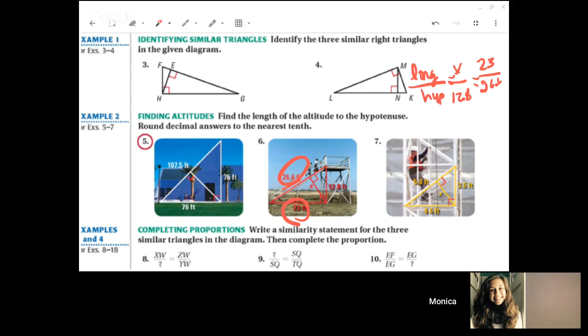Okay, good. I think the key to these is to look at the triangles and see, do you have the long side and the hypotenuse or the long side and the short side, and assign the labels to them like that, short side, long side, hypotenuse, so that you can see what information you have to be able to set up a proportion with.